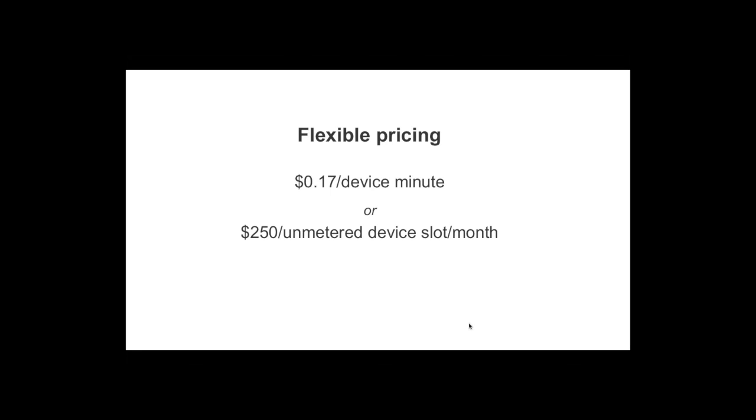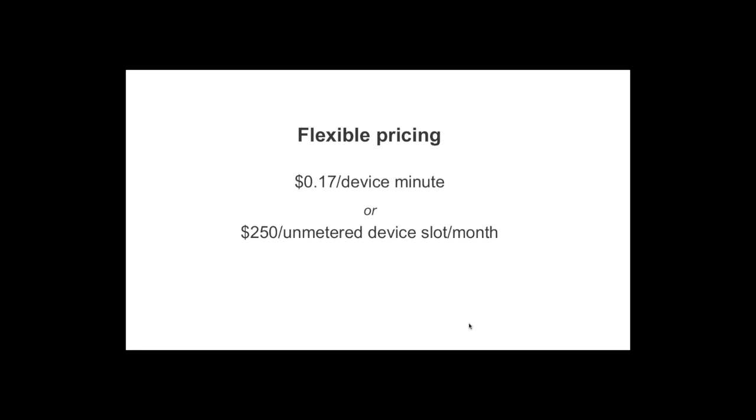You just say, I want an iOS device or I want an Android device, and you can choose as many as you want for $250 each. And then when you schedule a run, we essentially cap concurrency at that number. So if you were to purchase 5 unmetered Android devices and schedule a test on 10 Android devices, we would run them 5 at a time until your tests were complete. And that would be flat rate $250.